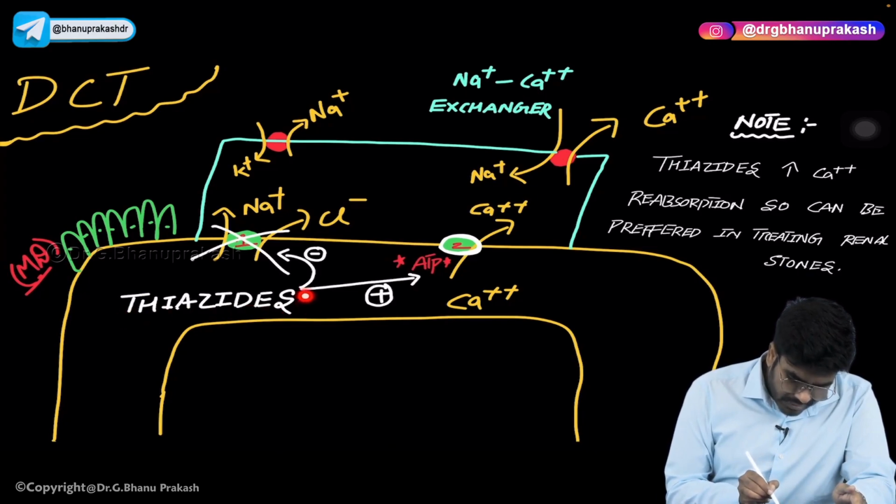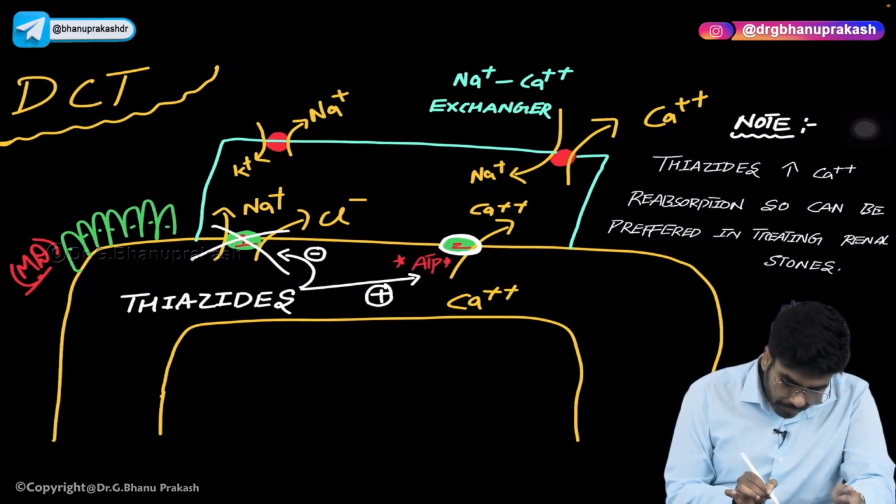What is the drug that I have used? Thiazide diuretic. Now what is this thiazide diuretic doing? I have already taught you. See, thiazide diuretic is inhibiting the sodium chloride importer.